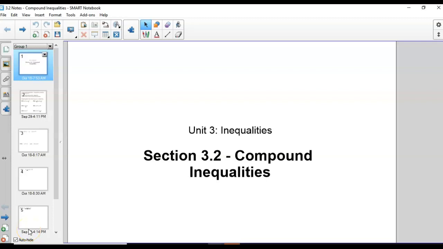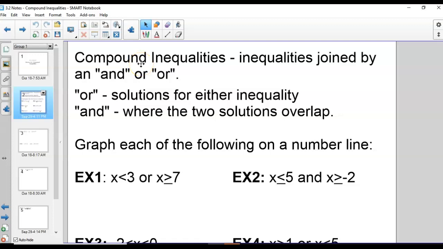In this section, we'll be looking at compound inequalities. So these are like two normal inequalities that have been put together. And so there are two types of inequalities we're going to look at. They are inequalities that are joined by an "and" or an "or."